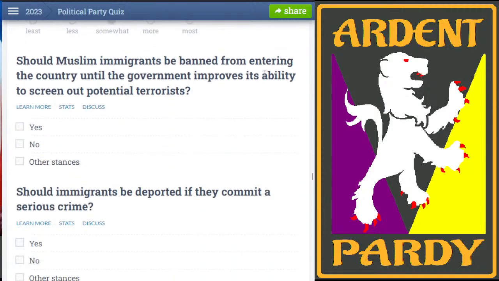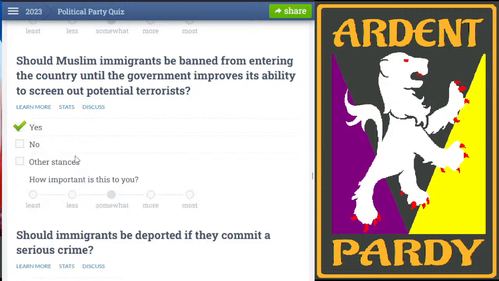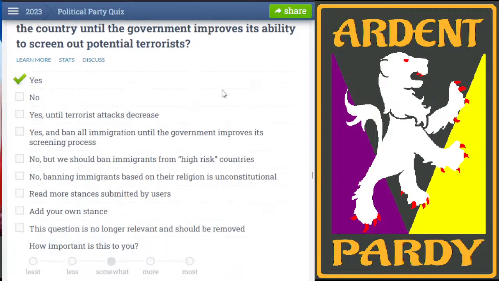Should Muslim immigrants be banned from entering the country until the government improves its ability to screen out potential terrorists? Yes. Call me Islamophobic. I don't care. Ban all immigration until the government improves its screening process.